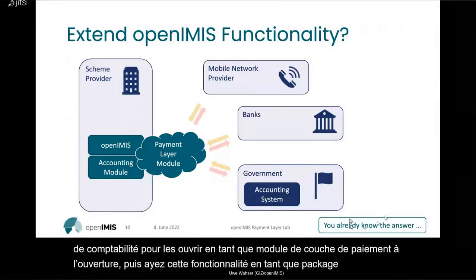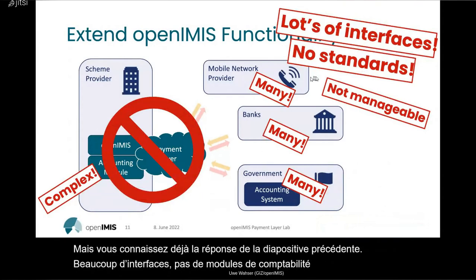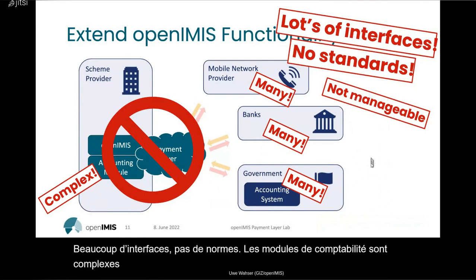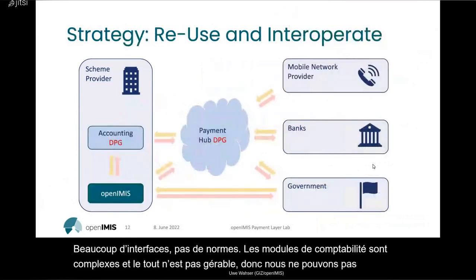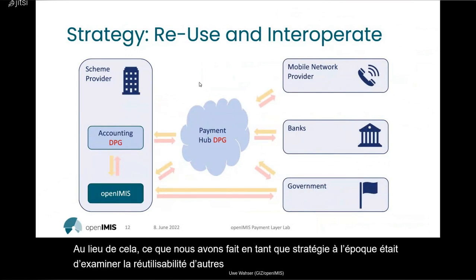But you already know the answer from the previous slide. Lots of interfaces, no standards. Accounting modules are complex, and the whole thing is not manageable. So we can't do that. Instead, what we did as a strategy then was looking at reusability of other digital public goods and interoperability.